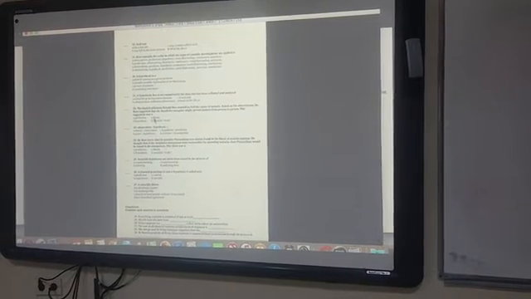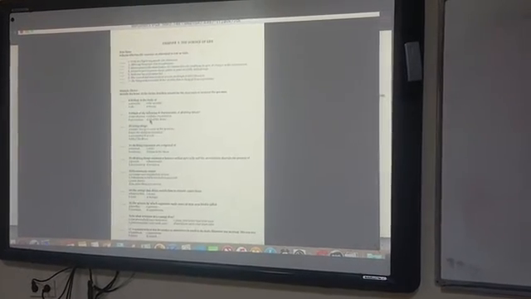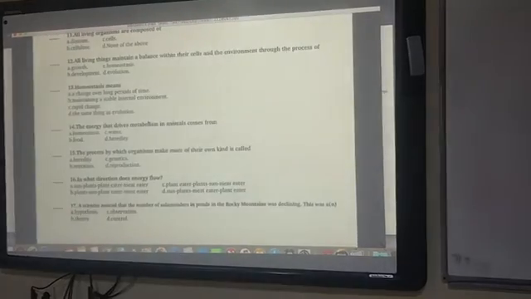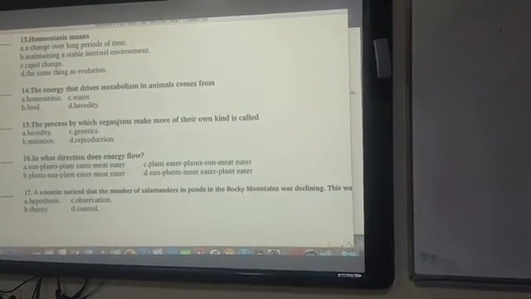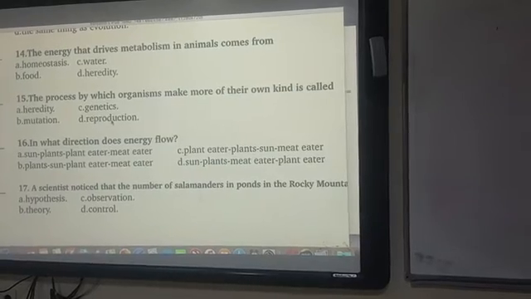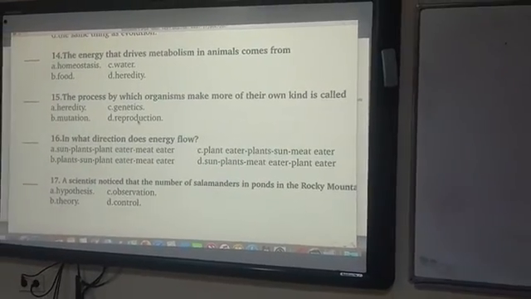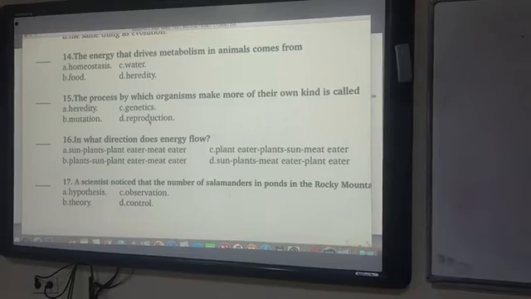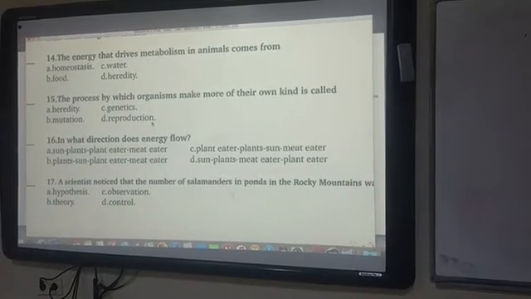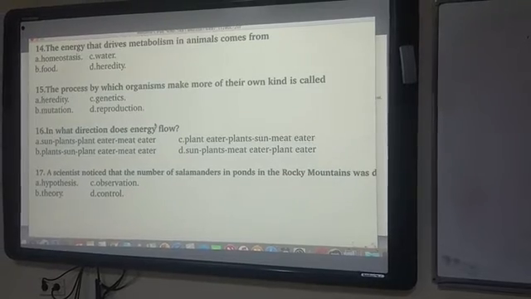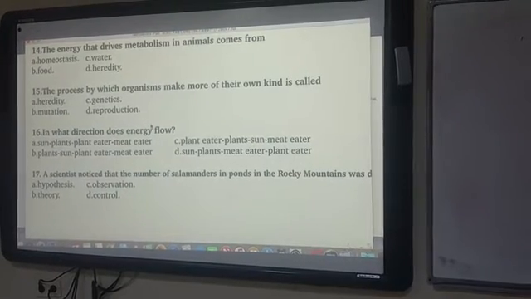There is a question from the question bank. In what direction does energy flow? A, sun, plants, plant eater, meat eater. B, plant, sun, plant eater, and meat eater. C, plant eater, plant, sun, meat eater. Which one? D, sun, plants, meat eater, and plant eater.